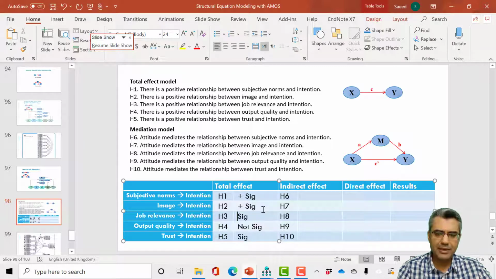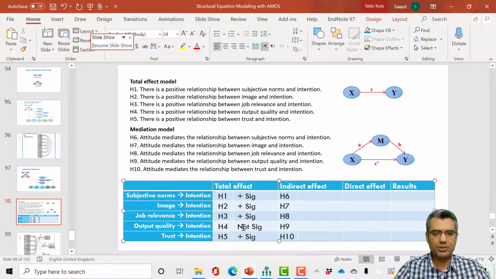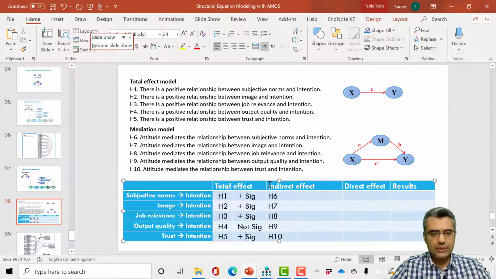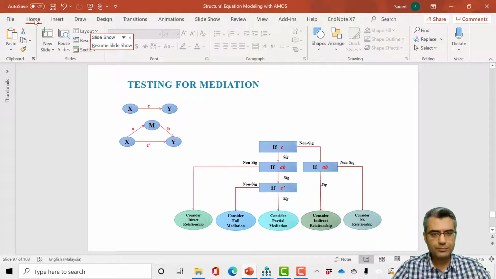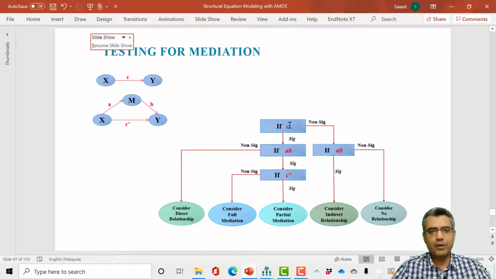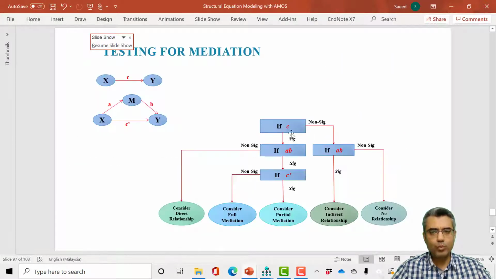You can report the path coefficients in this table too. So the sign of the output quality to intention is not important because it's not significantly different from 0. We consider it as 0. Now, let's check here. So we already checked this. And for example, for 4 of them, they are significant. So we go to the next step, which is testing the AB, indirect relationship.